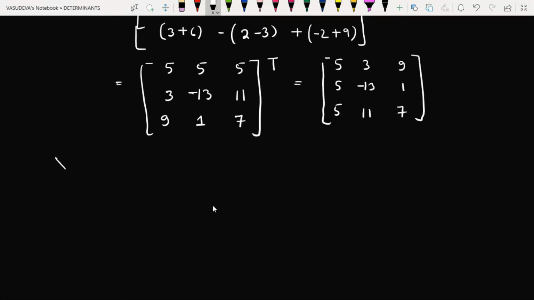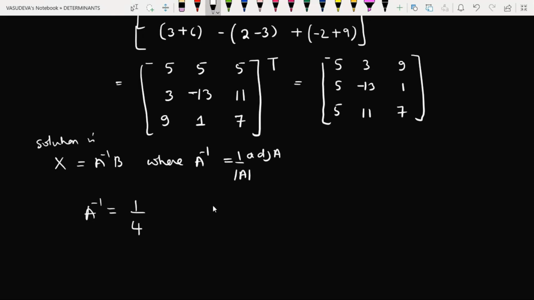Now let's take the solution is x is equal to A inverse into B, where A inverse is equal to 1 by determinant of A into adjoint of A. So that we can write A inverse as 1 by 40 into adjoint of A is 5, 3, 9, 5, minus 13, 1, 5, 11, 7.